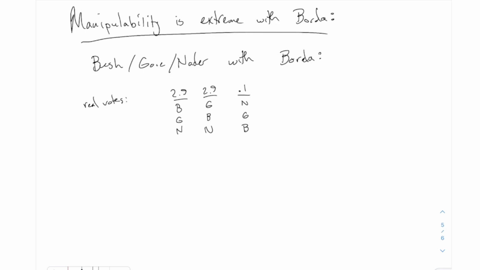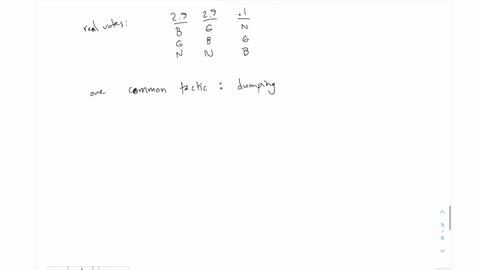Anyway, let's say these are the real votes. And one common tactic in the Borda, and it's very effective, so if you're using the Borda in the real world, you should expect the voters are going to do this. One common tactic is called dumping. It means if you have one of your people on your ballot who you think might win but you don't want them to win, you dump them all the way to the bottom to give them 0 points, all right? So what this looks like is the Bush-Gore-Nader people.